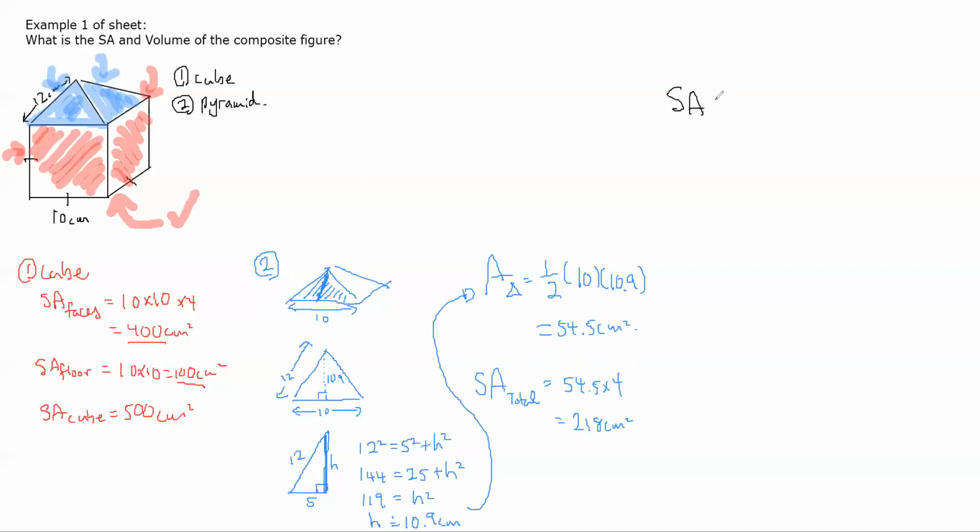So the total surface area would be 500 for the cube portion, 218 for the pyramid portion, 718 centimeters squared.